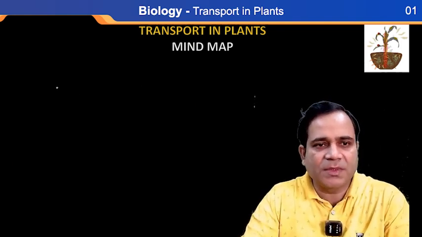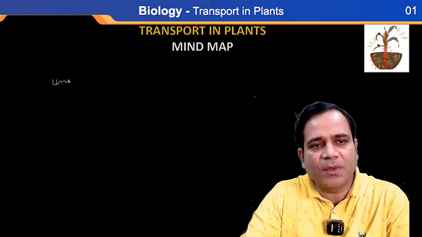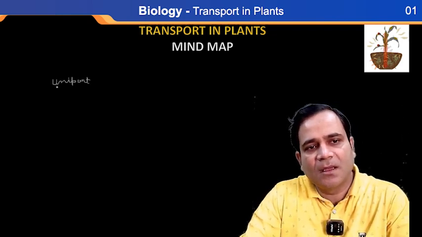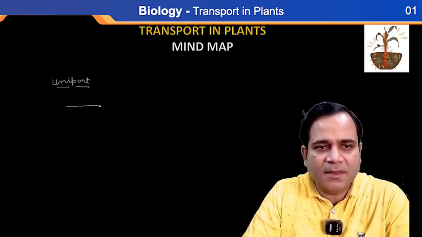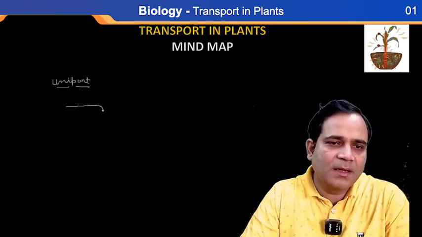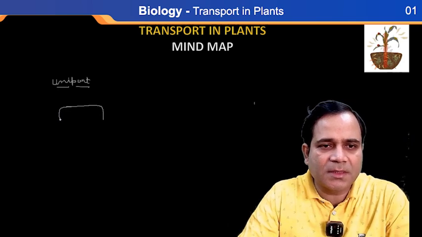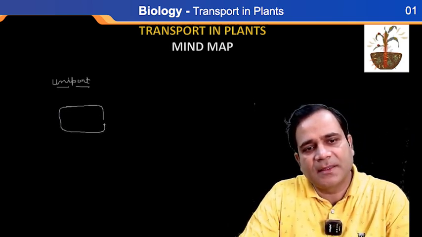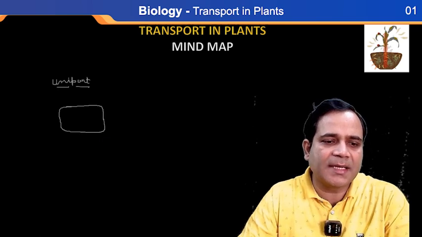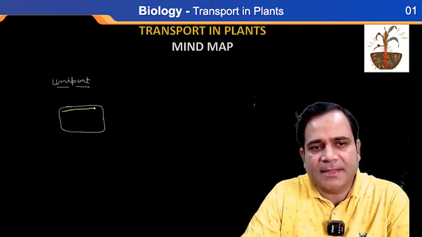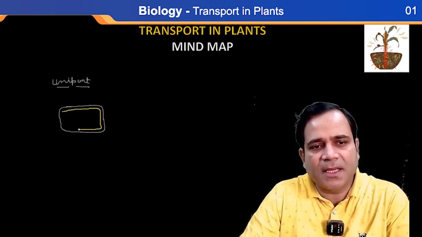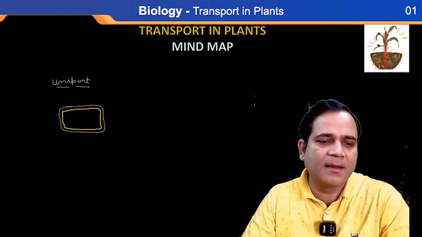With the help of a diagram, I'm going to explain uniport first. Uni means single direction. Suppose this is a plant cell. I'm making a plant cell here. This is the outer wall, the cell wall. The inner membrane is known as the cell membrane. You can also say plasma membrane, and also selective permeable membrane. All are the same.